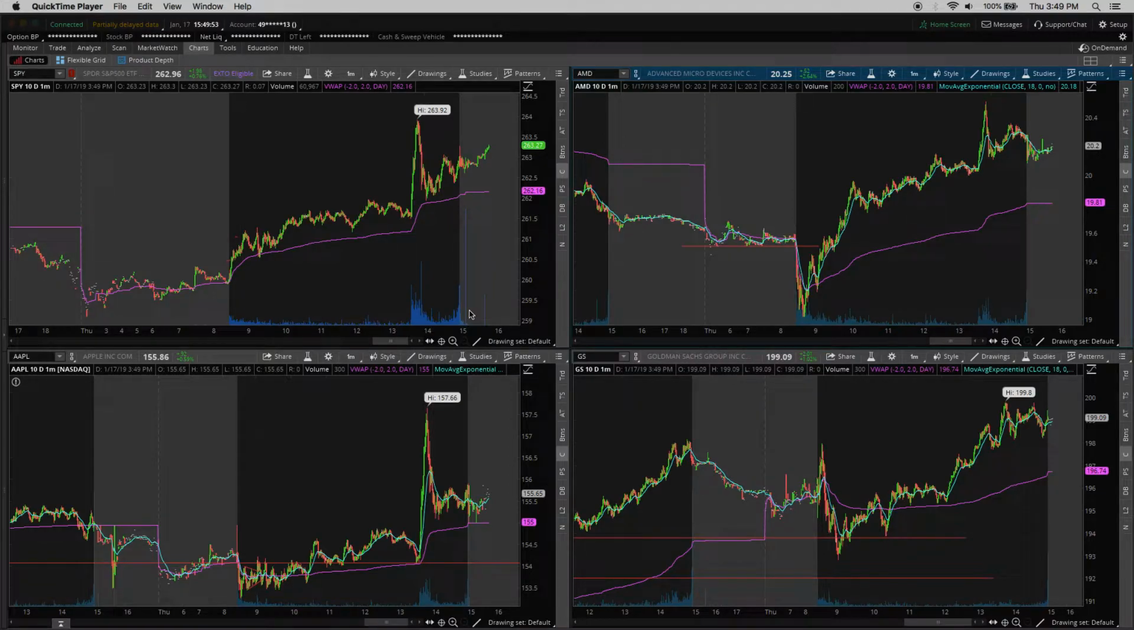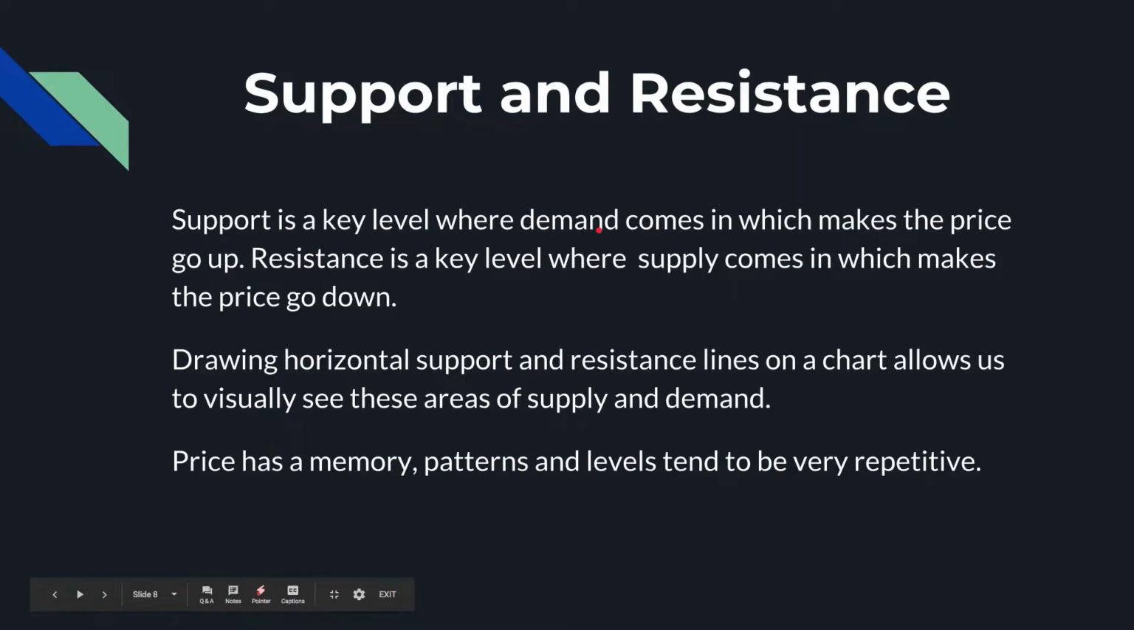Alright guys, today we're talking about support and resistance and how they are supply and demand zones. Enjoy. In this video we're discussing support and resistance. Support is a key level where demand comes into the market, making the stock go up. Resistance is a key level where supply comes into the market and makes the price go down. Drawing horizontal support and resistance lines on the chart allows us to visually see these areas of supply and demand. This may not make sense in wording, but I have a picture example to show you next.